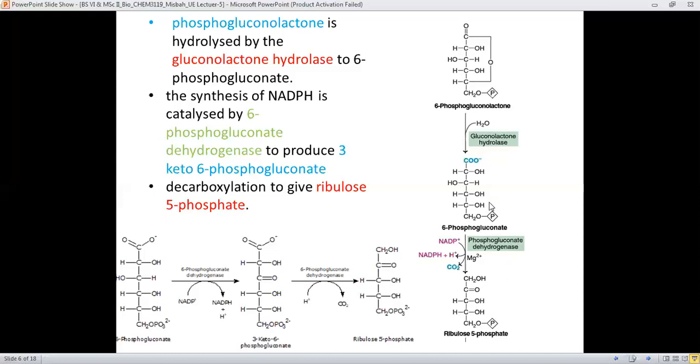Therefore, from 6-phosphogluconate to ribulose 5-phosphate, there is removal of 2 hydrogens, but one hydrogen is again incorporated in order to make it CH2OH, not CH2O negative. And there is removal of 1 carbon in the form of carbon dioxide.